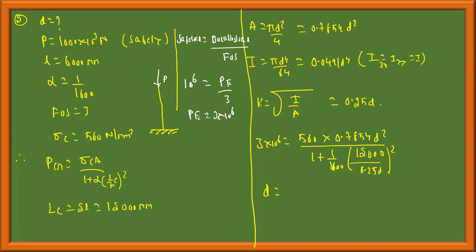Three into 10 power 6 is equal to the numerator, 560 into 0.785 d square, divided by the denominator, 1 plus 1 by 1600 into 12,000 by 0.25 d, the whole square. In case of d, you replace it by x the whole square. And finally, solve. Solve is equal to something.